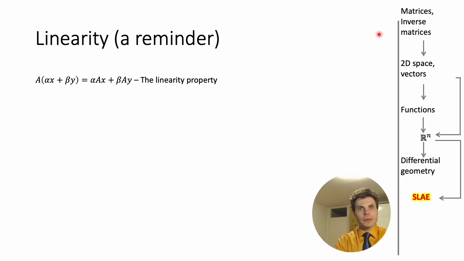Before talking about this, let's remind ourselves what linearity is. Again, the linearity property claims that an operation A, once applied to the weighted sum of two arguments x and y, is equal to the same weighted sum of the outputs of this operation applied to each argument separately. Let's memorize that. And now let's talk about linear equations.